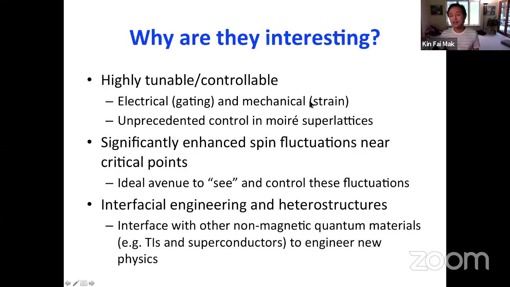And finally, these systems are atomically flat, and their surfaces can be made extremely clean. So it opens up a very interesting possibility to engineer new physics via heterostructures. For instance, they can be interfaced with other non-magnetic quantum materials such as topological insulators and superconductors to engineer new types of physics that have atomically clean interfaces, but at the same time, we don't have the lattice mismatch problem like in conventional techniques, such as sputtering techniques and MBE techniques.